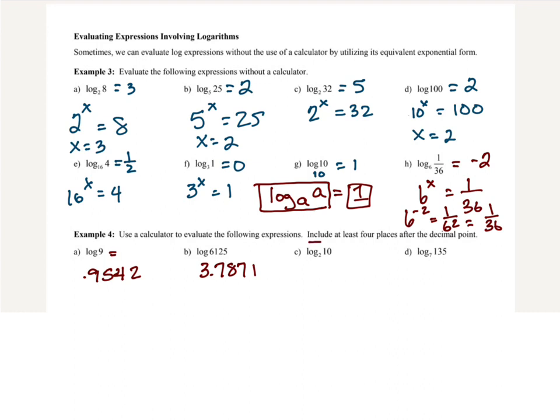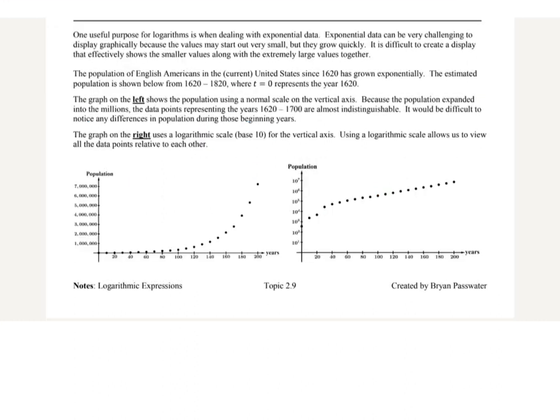3.787. Look, it says include at least 4 decimal places. 3.7871. 2.5219. I'm using the little approximately equal signs because I know that there's some rounding here. They're the squiggly equals. Good? Questions so far? Okay, moving on.